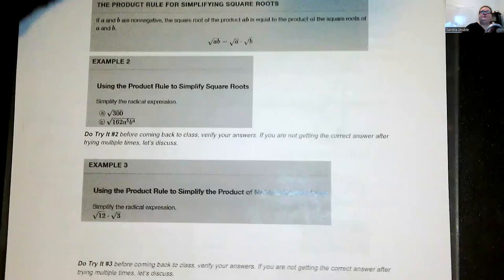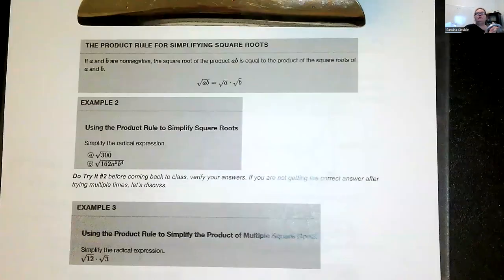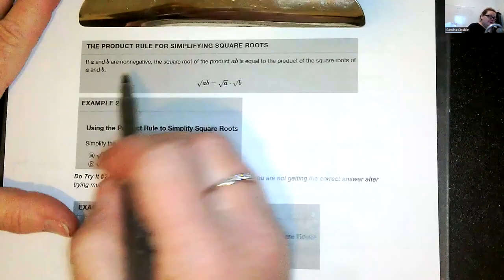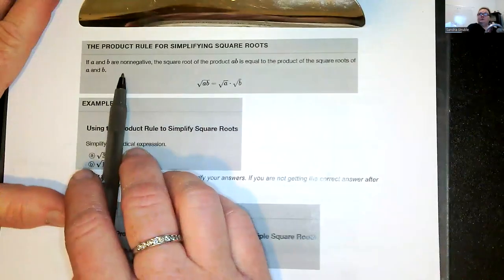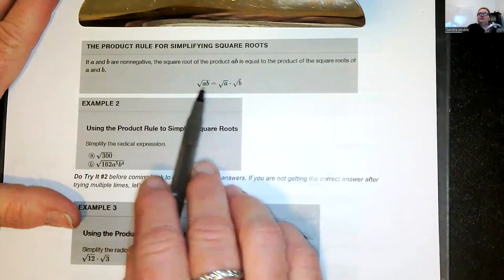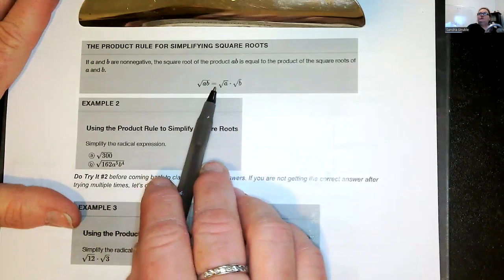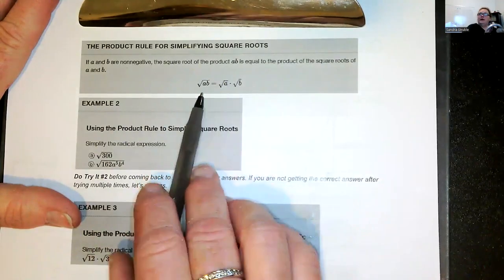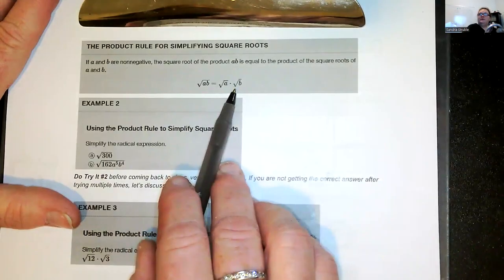All right. So let's look at the product rule for simplifying square roots. This is just something nice to have in your artillery or your ammunition for handling math problems. So if A and B are both non-negative, so they're positive numbers, the square root of the product, the square root of A times B, is equal to, you can break them apart into the square root of A times the square root of B. All right.